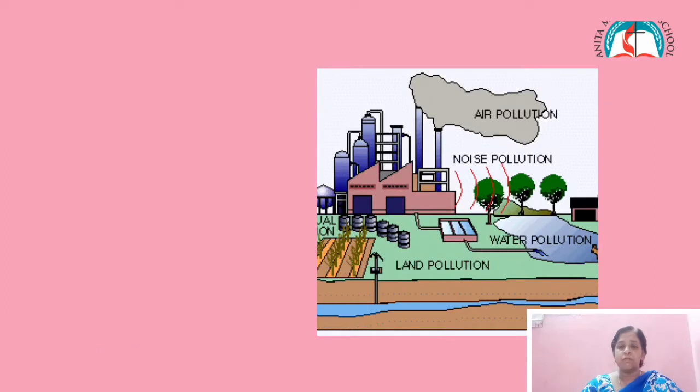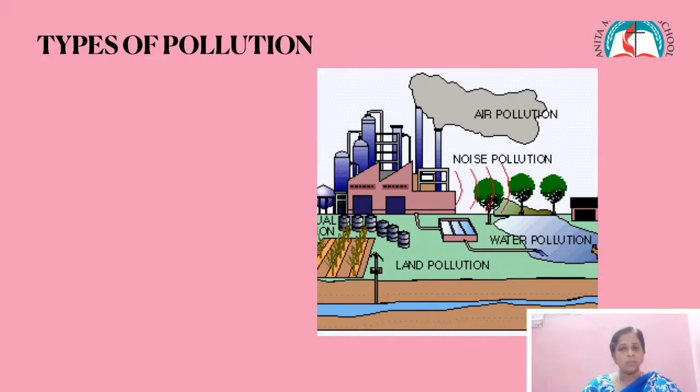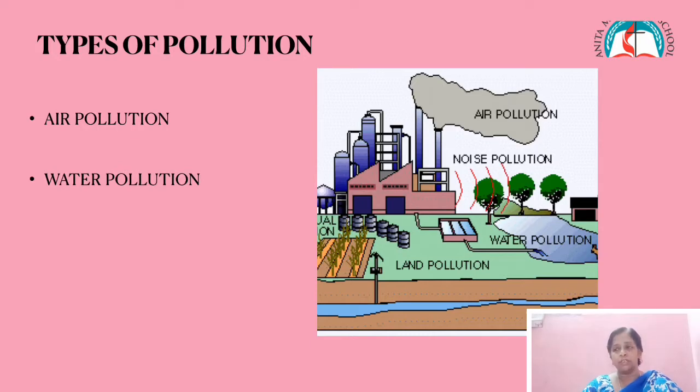The types of pollution. There are 4 types of pollution. They are air pollution, water pollution, noise pollution, and land pollution. And today we are going to learn about air pollution and water pollution.